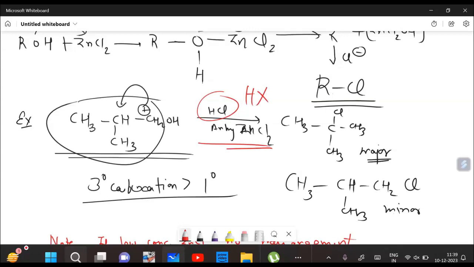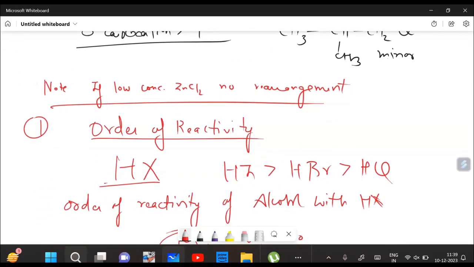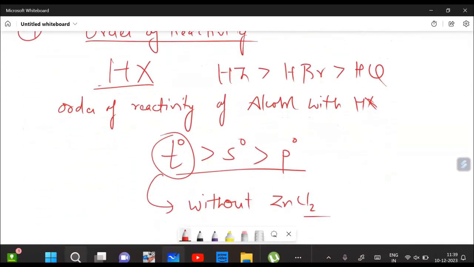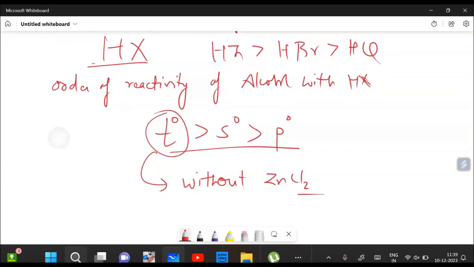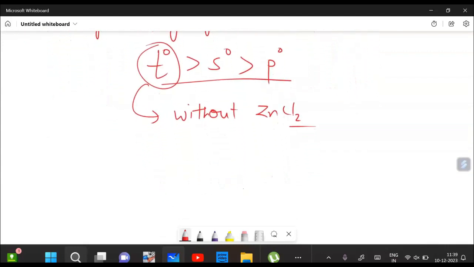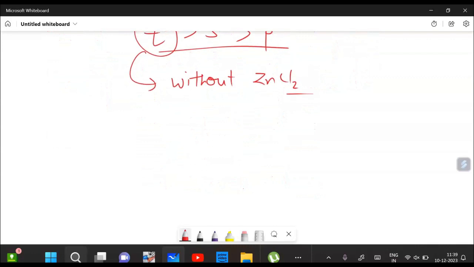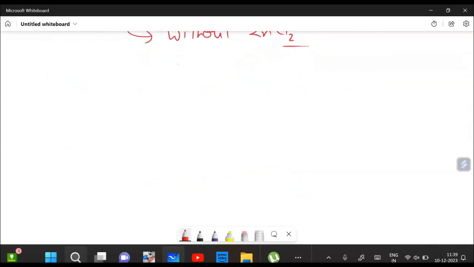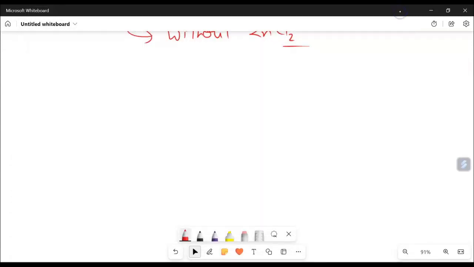In the presence of ZnCl2, the order of reactivity for this reaction is that HI will be more reactive than HCl when ROH is added, and you have to remember that. In the case of tertiary butyl, you must remember that also. Tertiary butyl, you can make it.